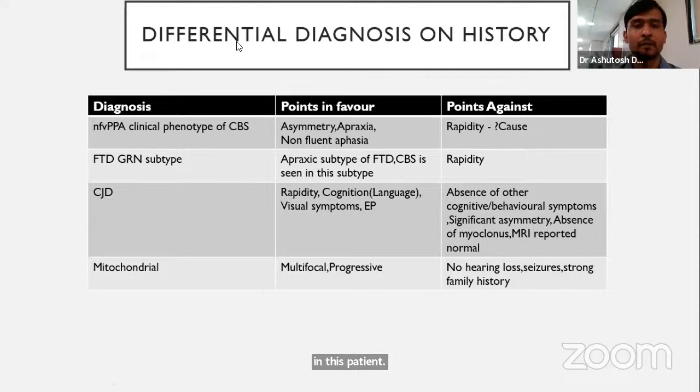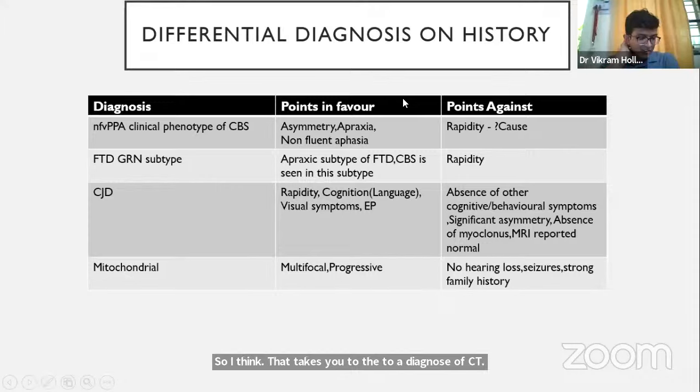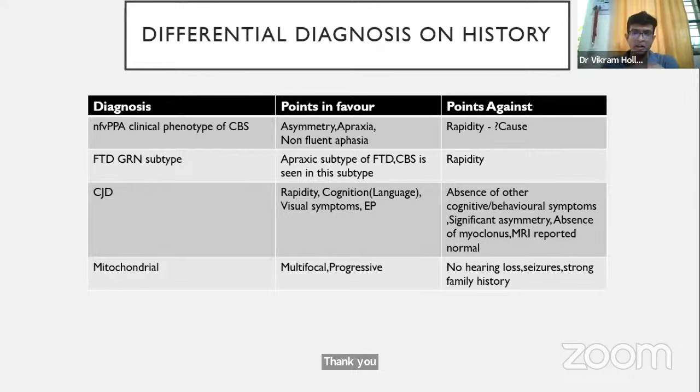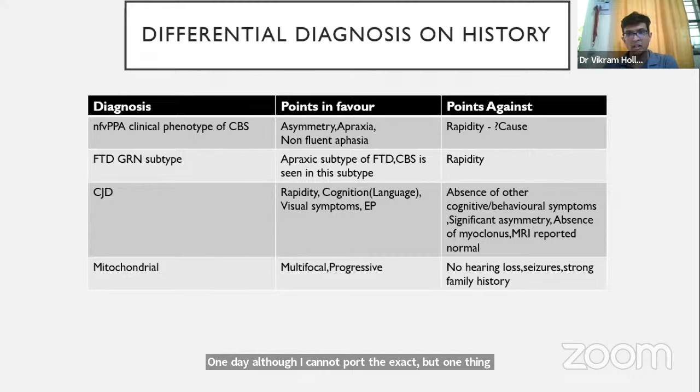Vikram, you wanted to make a comment? So, just an addition to Rukmini ma'am's comment: there are many differentials for that cortical ribboning and the DW restriction with the basal ganglia hyperintensity. One thing, although I cannot quote the exact literature, but one useful point I noted was, in all the other causes there is a possibility of edema. It will be more bulky, even postictal, the gyri. Whereas in CJD, the bulkiness of the gyri will not be there. That is one useful point.